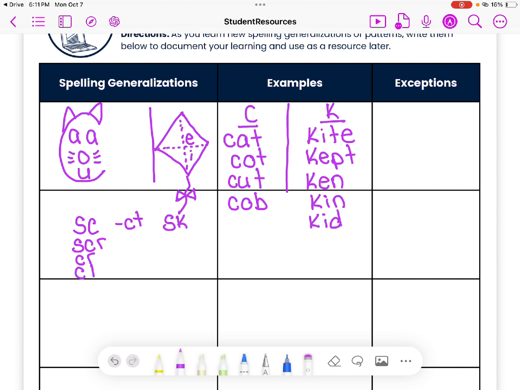Let's look at some examples here. In the words scan, scrap, act, or clam. For K, we'd have words like skit or skip.